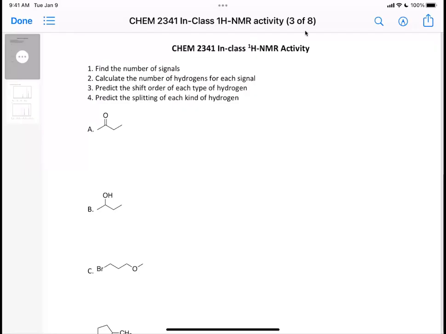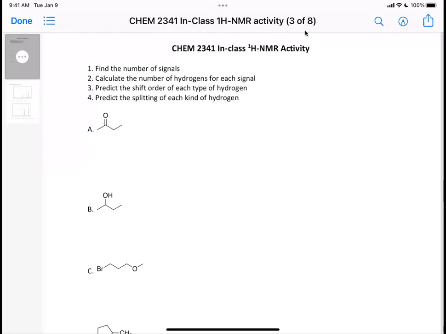Okay, welcome back to chapter 9. We're going to continue on with NMR. And to help solidify those 4 things we're looking for in our NMR, we're going to do this activity right here. And it's just for your edification. There'll be an answer key online, and there'll actually be blank ones online too, if you want to do it again, just to make sure you have it down.